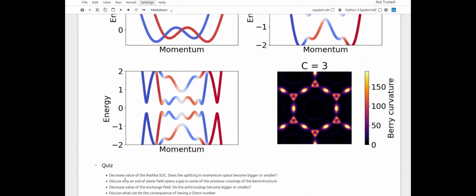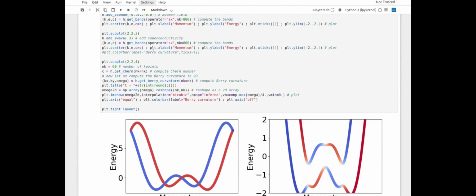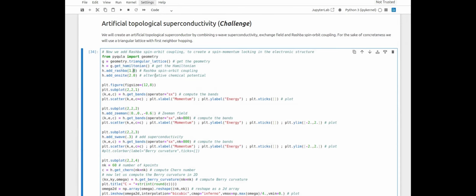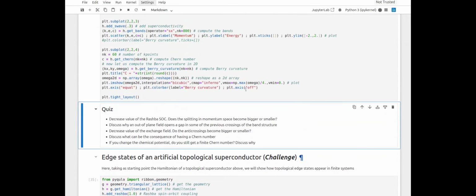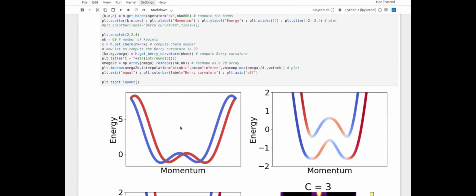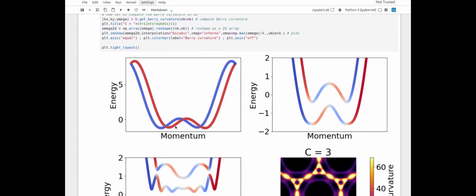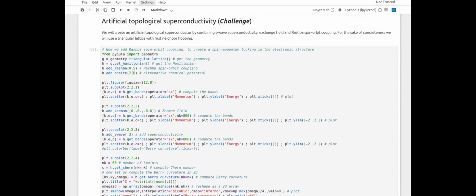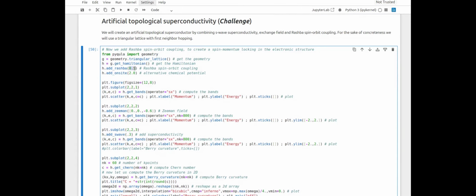So the first question is, if we decrease the value of the Rashba spin-orbit coupling, does the splitting in momentum space become bigger or smaller? And so this is something that we can do here. So we can decrease the Rashba to, for example, 0.5. And when we take 0.5, you see that the momentum splitting in reciprocal space becomes smaller, right? So in general, the bigger the Rashba, the better.